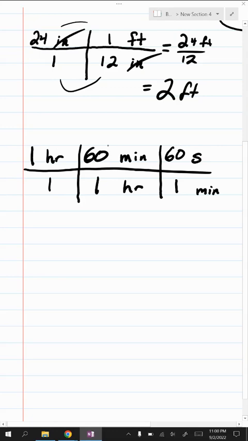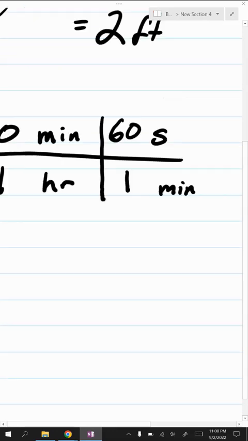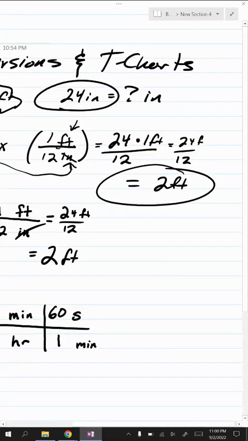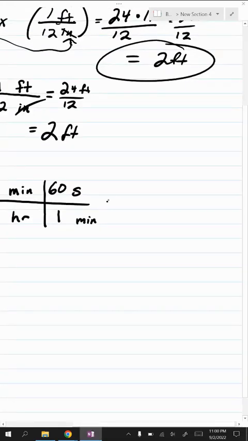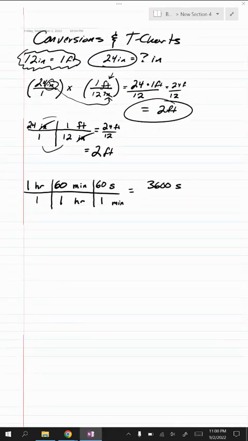1 times 60 is going to be 3,600, and that's going to be in seconds because minutes and hours canceled. Bye-bye hours, bye-bye minutes, and that's going to be over 1, or 3,600 seconds. And you could take this T-chart on and on and on.